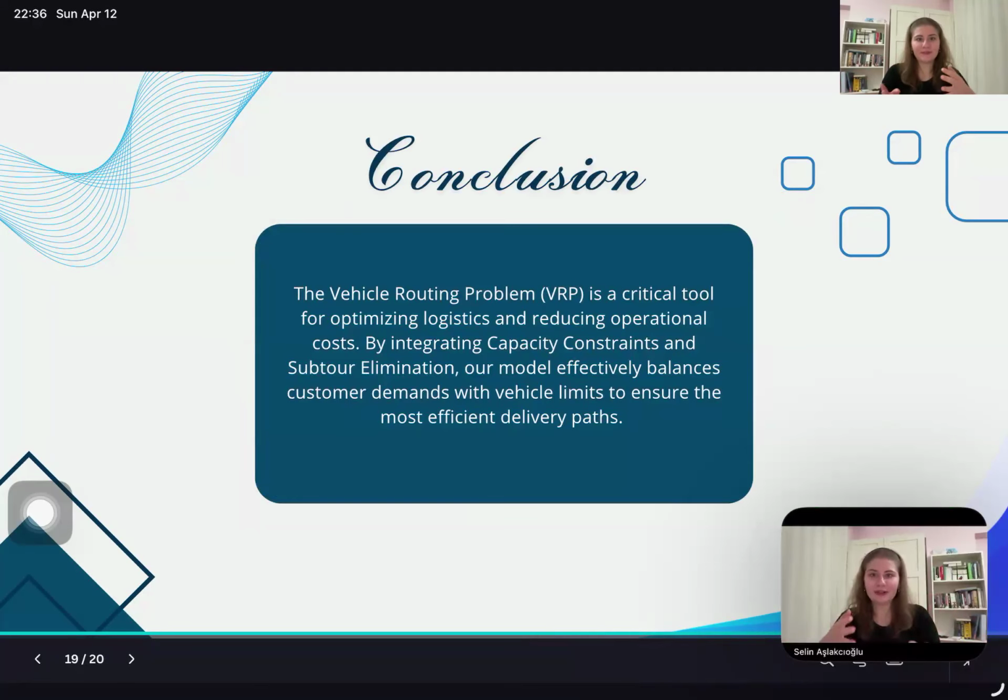In conclusion, the vehicle routing problem is a critical tool for optimizing logistics and reducing operational costs. By integrating capacity constraints and subtour elimination, our model effectively balances customer demands with vehicle limits to ensure the most efficient delivery paths.